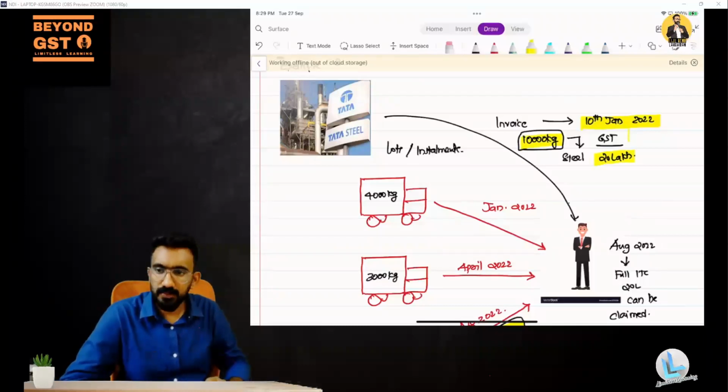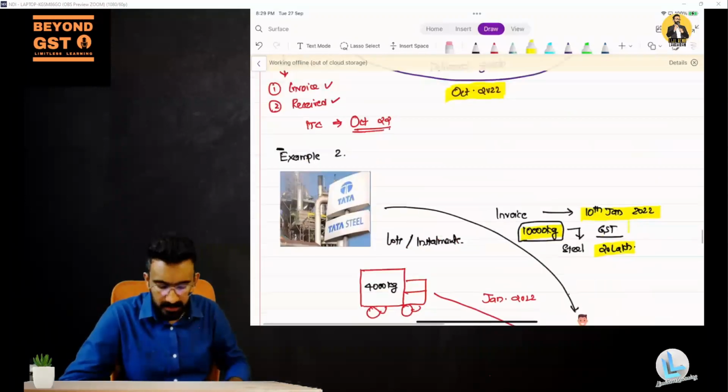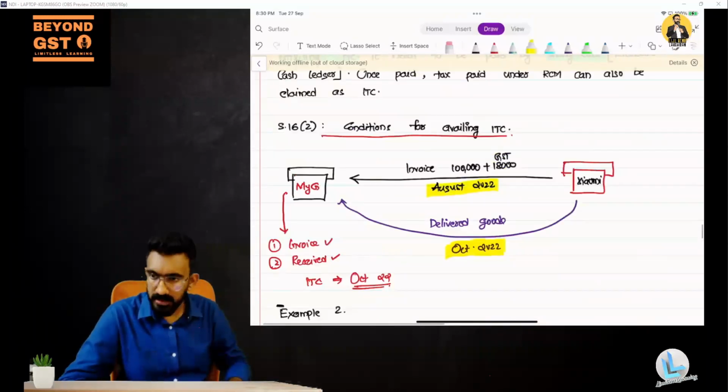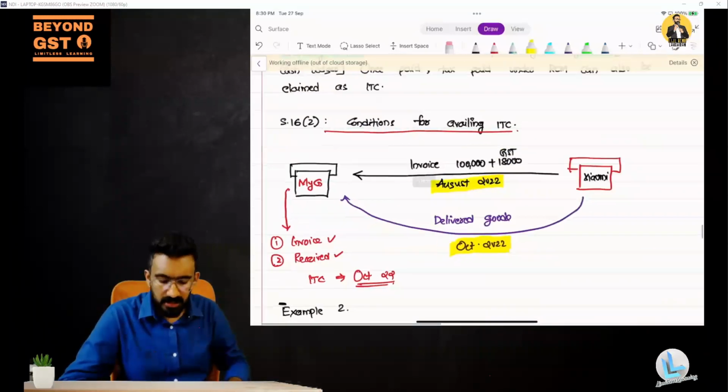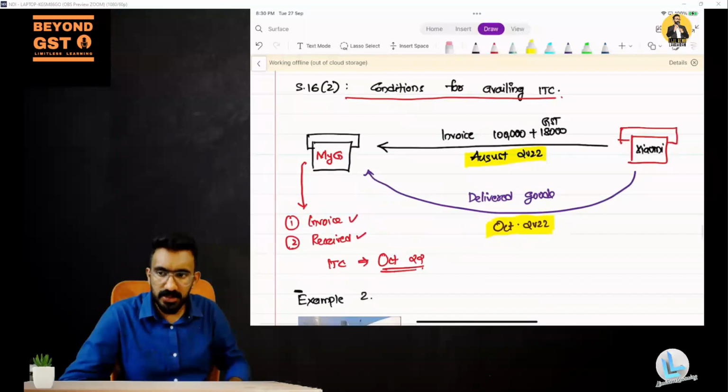Somebody has asked me to repeat which one, this one. It's a very simple, straightforward understanding. You can take the credit only in the month in which you're receiving the goods. So my invoice is given to me in August, but I got the goods only in October. Which month can you take credit? Only in October, because that is the month in which you have received the goods. Clear?